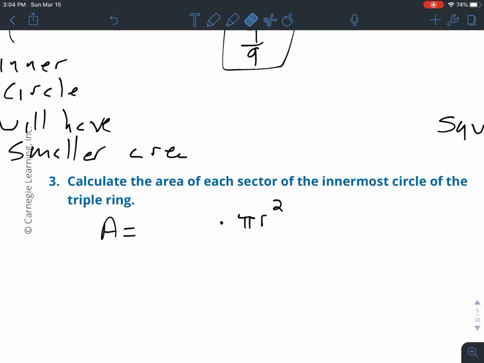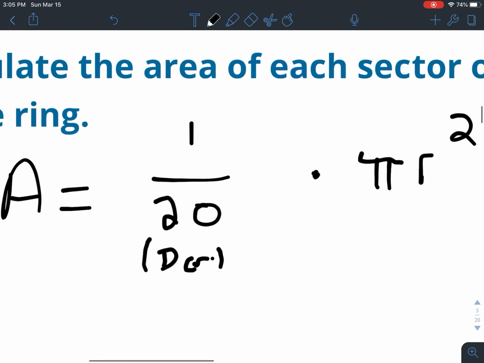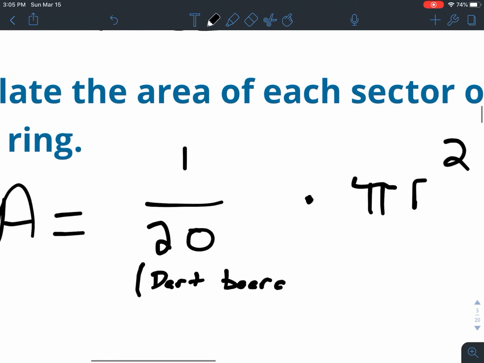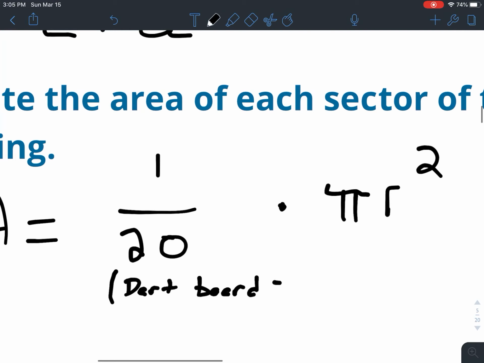Erase this stuff here. We're looking at each sector. So we know that there's 20 pieces. I'm wrong on this. So there's 20 pieces, and we're looking at what is the area for each individual one. So you would just do 1 over 20, 20 meaning for the dartboard. I'm trying to write this in here for you guys so you can see it. Dartboard zones. And this is the number of zones we're talking about, just so you understand where I got those numbers from.